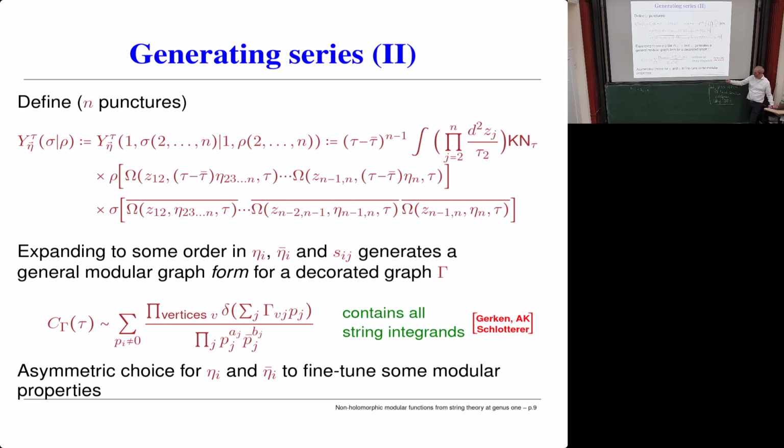And here I made one more comment, which when you look at it, you will probably notice that I'm not treating the holomorphic and the anti-holomorphic part completely symmetrically, because here there's some extra tau minus tau bar that I put in, and this is just to fine-tune some modular properties. So this is just a convenient definition. You're not forced to do that, it's just convenient.